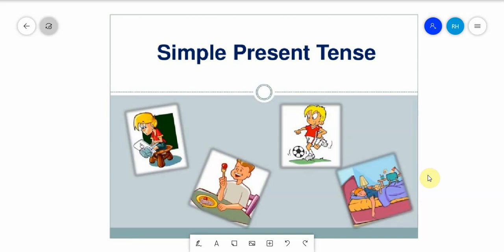So this is the second part of our lesson today, which I'm going to cover a little bit about simple present tense. Basically, simple present tense is the tense that we use to show the habit that we do every day, or a regular routine in our daily activities, such as learning, eating, playing, or sleeping.